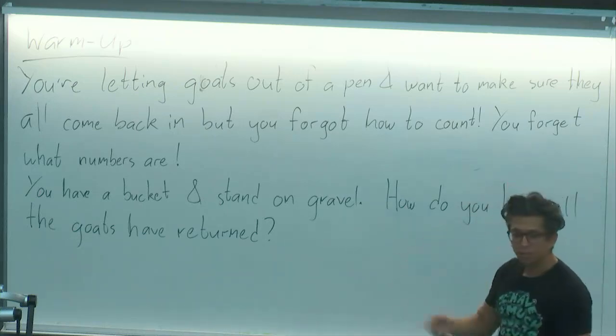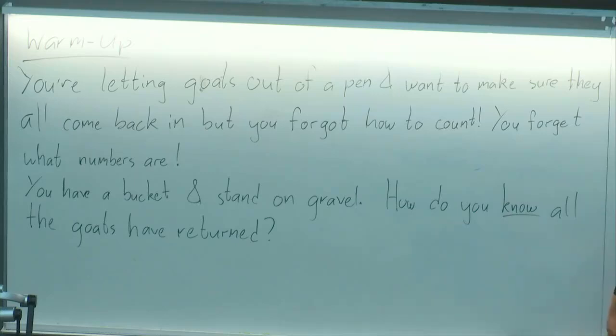You are letting goats out of a pen. You're letting the goats out of the pen, and you want to make sure they all get back in after they graze, but you don't remember how to count. You don't even remember what numbers are. All you have is a bucket, and you're standing on some gravel. How can you make sure every single goat gets back into the pen if you don't know how to count or what numbers are? Kind of a weird question, really open-ended, but any thoughts?